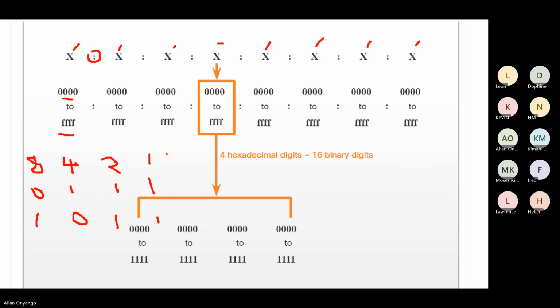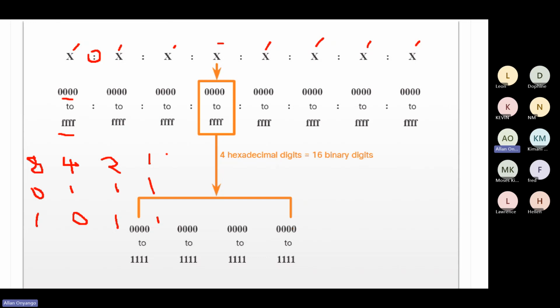10 is 8 plus 2, isn't it? Is 10 a hexadecimal number? No. So which one is the hexadecimal number in place of 10? A. It should be A. Very good. So it's 0, 1, 2, 3, 4, 5, 6, 7, 8, 9, then you start A, B, C, D, E, F. Those are the hexadecimal numbers. Even 11 is not a hexadecimal number, because 11 will be B.